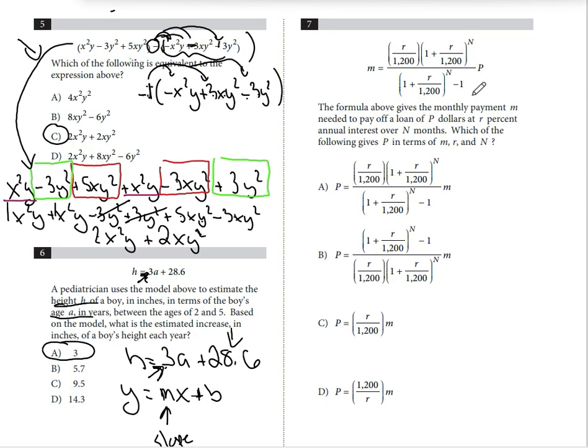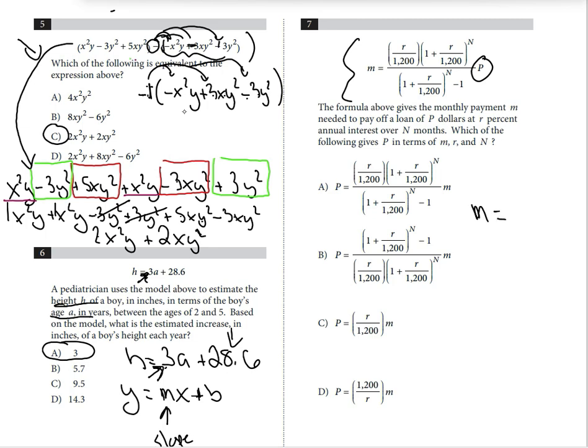All right, number 7. The formula above gives the monthly payment M needed to pay off a loan of P dollars at R% annual interest over N months. Which of the following gives P in terms of M, R, and N? Okay, so this looks really complex, but basically all we're doing is we want to get that P by itself. So let's think about this, right? Let's think if our equation was this.